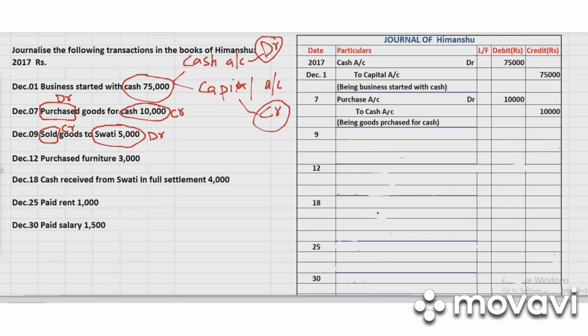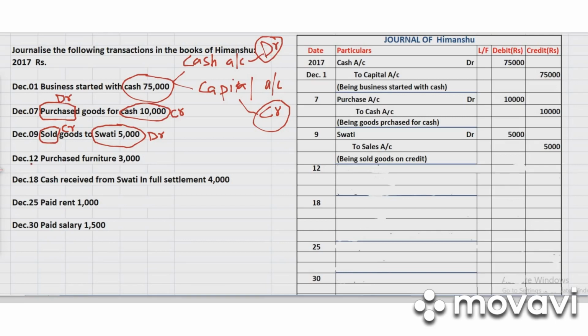Now how will it be written? See, dear students, how this entry is written. Swati debtor to sales account. Again narration is written, amount is written 5,000, 5,000, right? So this is how we make the journal entries. I hope you have understood how the journal entries are made. Once you understand how this journal entry is made, you get that technique, it will be very easy to make the journal entries and you can finish them very fast.